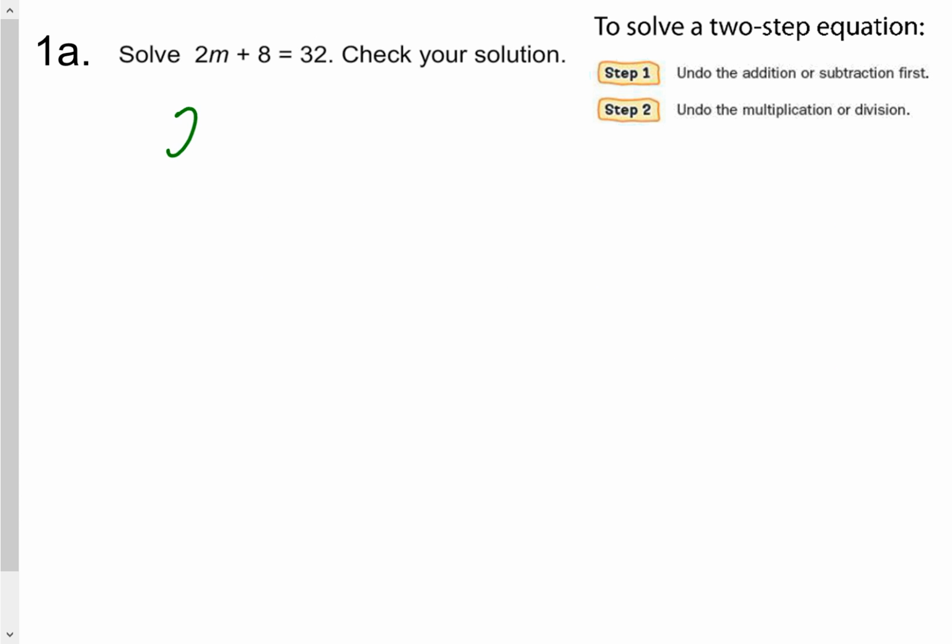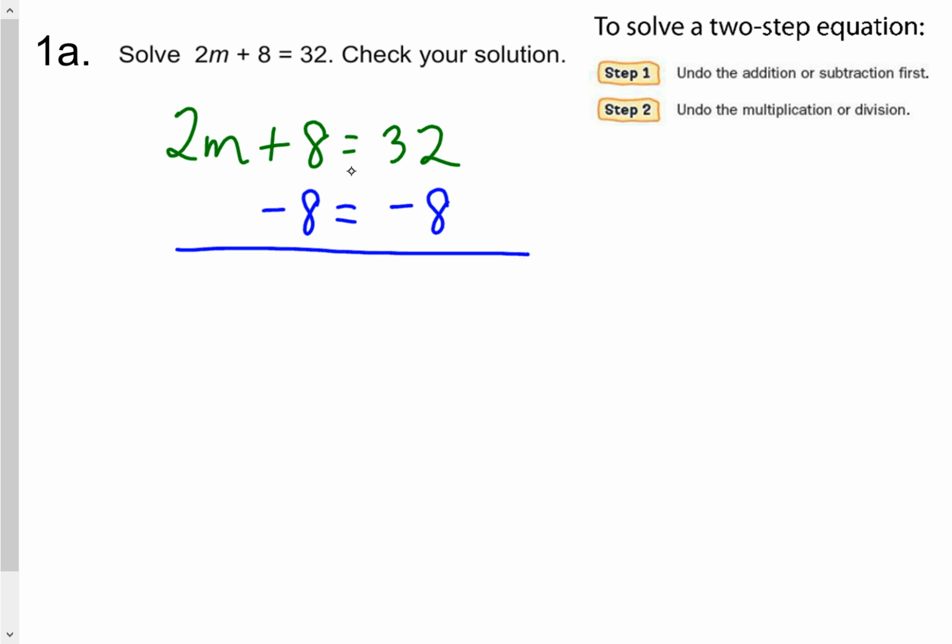Here's another example, 2m plus 8 equals 32. So let's go ahead and undo my addition or subtraction of my constants. So the opposite of my plus 8 is going to be subtract 8 from both sides of the equation. Again, bringing down my equal signs, making sure that I do the same thing on the left and to the right. So plus 8 minus 8 cancels out to 0, so I'm left with 2m on the left. And on the right, I have 32 minus 8, and that equals 24.